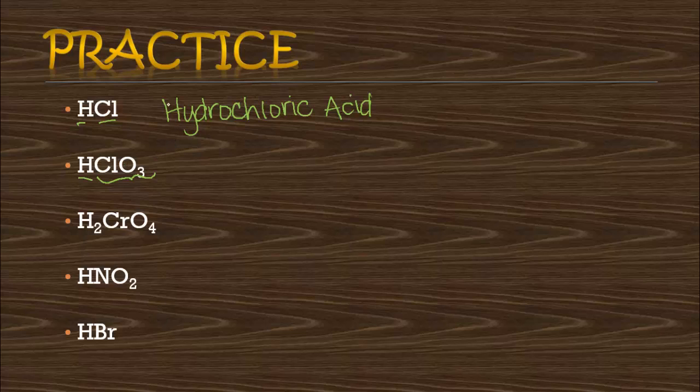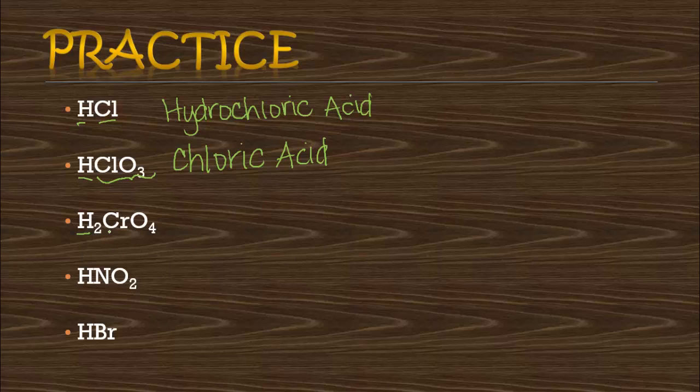So this is going to be chloric acid. I didn't put hydro in front of it this time because it's not just 2 elements. Since I have more than 2 elements, I drop that hydro part and I name it just based on the polyatomic ion. The polyatomic ion ended in ate, so I changed it to ic. So this would be chloric acid.